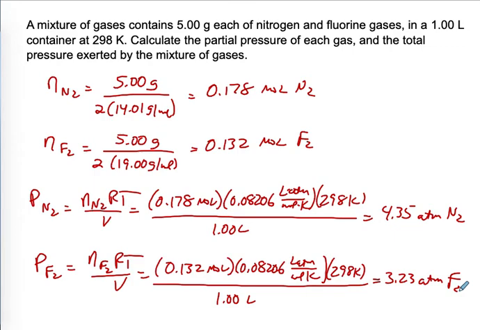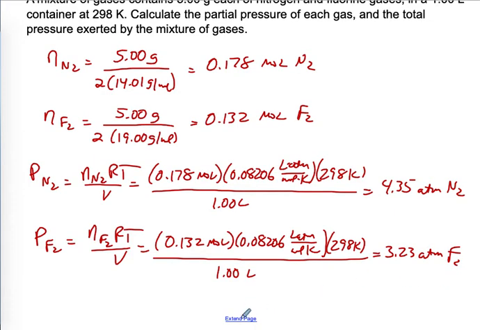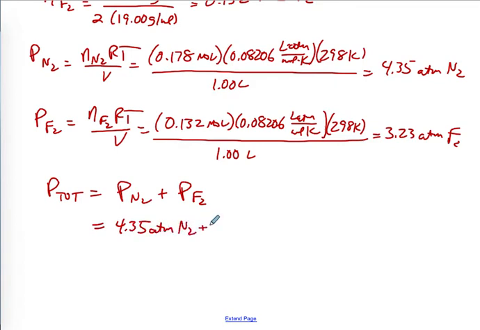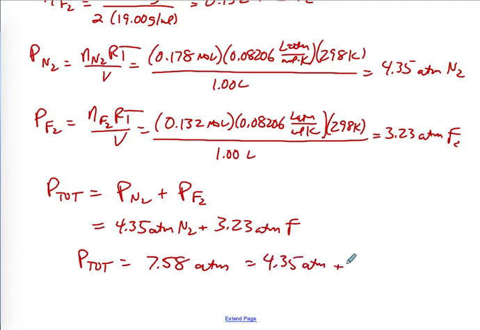Notice that it doesn't really matter that this happens to be a mixture. It would be the same if each of these gases was by itself. So now I can simply say the total pressure will be equal to the sum of the partial pressure of nitrogen gas plus the partial pressure of fluorine gas. I can simply plug in what I calculated, 4.35 atmospheres of nitrogen plus 3.23 atmospheres of fluorine, or my total pressure equals 7.58 atmospheres, which is equal to 4.35 atmospheres plus 3.23 atmospheres.